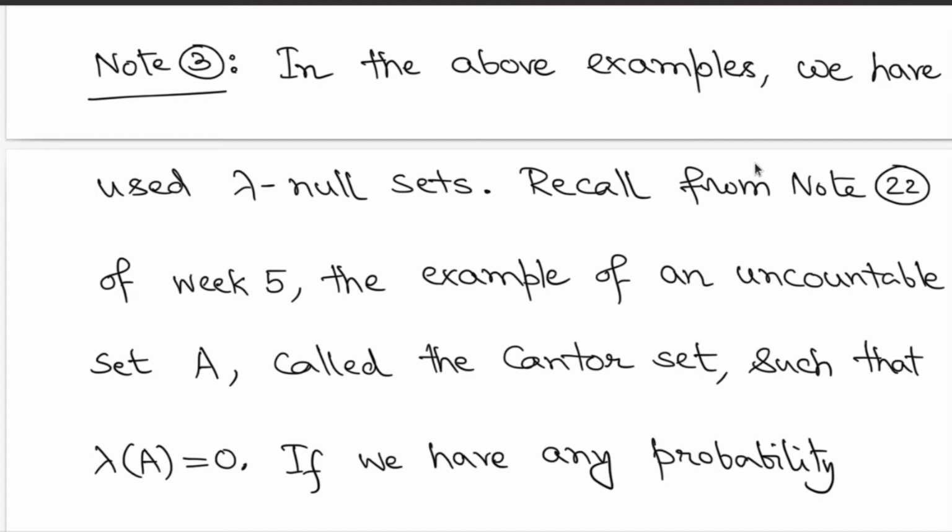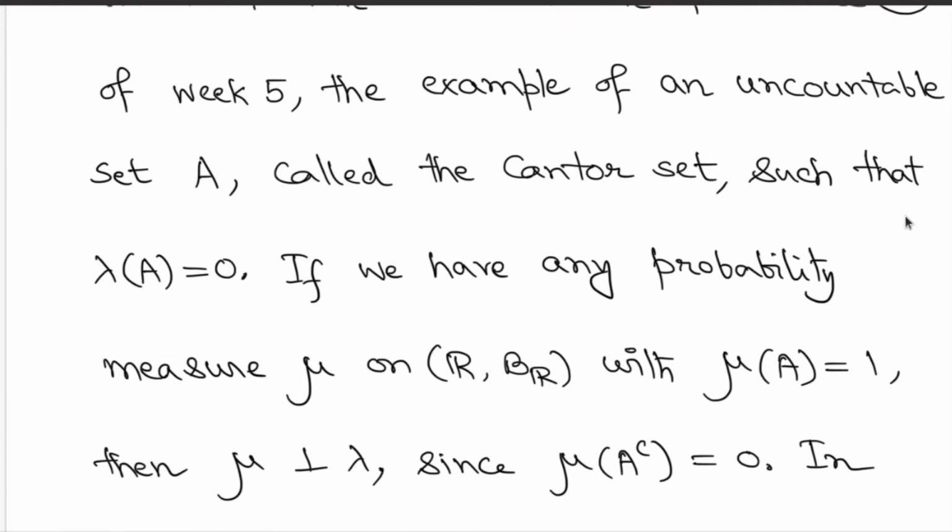Great. Now in these above examples, what we have actually done is that for these explicit examples, we have used this null set with respect to the Lebesgue measure, right? Now recall from earlier discussion in week 5 in note 22 that there is an example of an uncountable set A with 0 mass, okay, and we had called such an example a Cantor set. So this is a very specific example of a set which is uncountable and has Lebesgue measure 0.